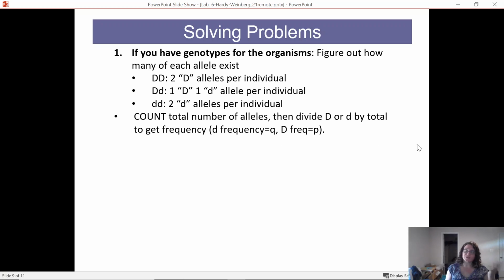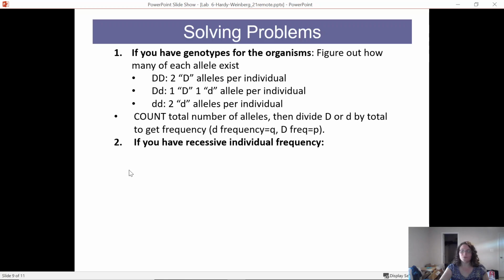If you have like 100 here and 200 here, then total you have 300 alleles, and then you divide 100 by 300 to get your percentage of one type. Frequency just indicates it's sort of a percentage, but in decimal form.